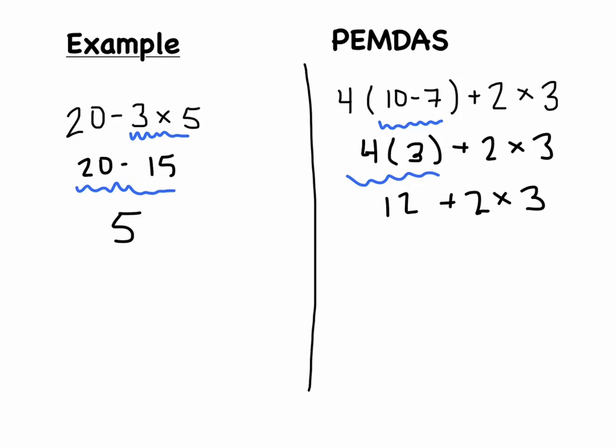We still have some multiplication of 2 times 3, so we'll multiply that out. So then we would have 6, and we bring everything else down. So we have 12 plus 6. Now the last thing we have is some addition of 12 plus 6, which is equal to 18. So your final answer for this would be 18.